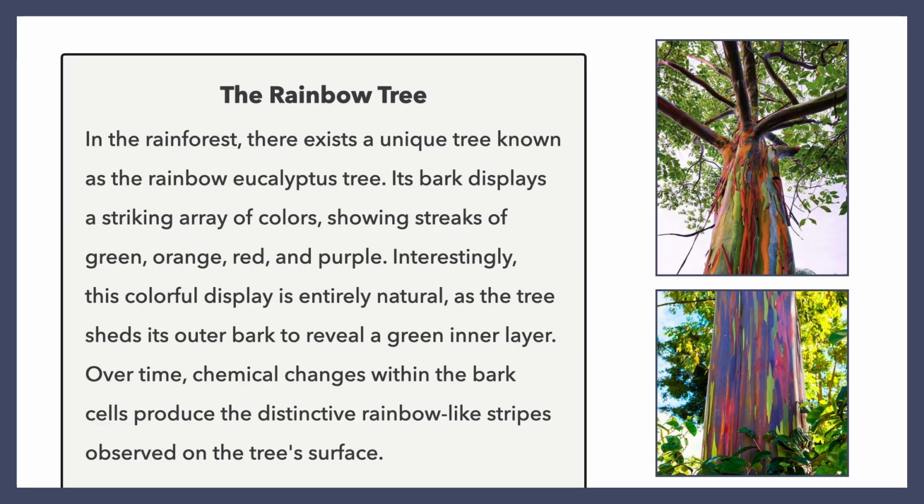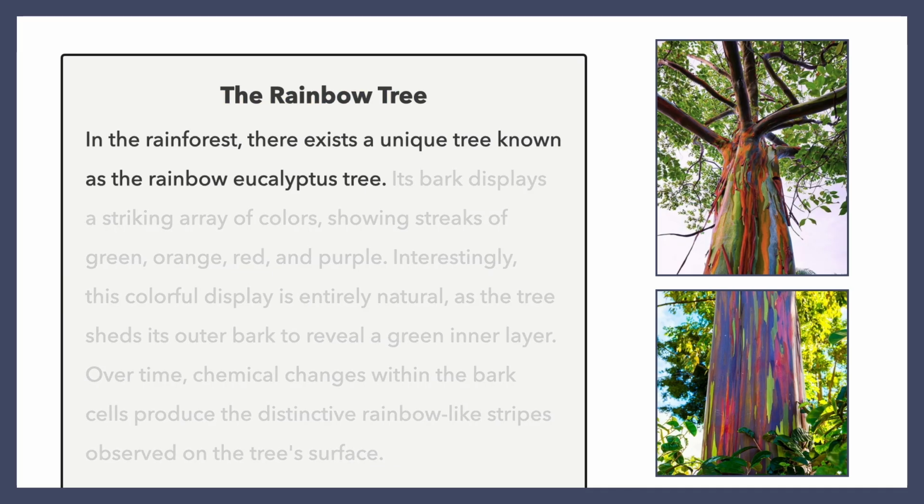What can we use to help ourselves figure out the main or central idea here? Let's begin with the title. Titles often give us clues about what a text will be about. The title here is The Rainbow Tree. It suggests that the passage will be about a very colorful tree. Now let's read the passage.